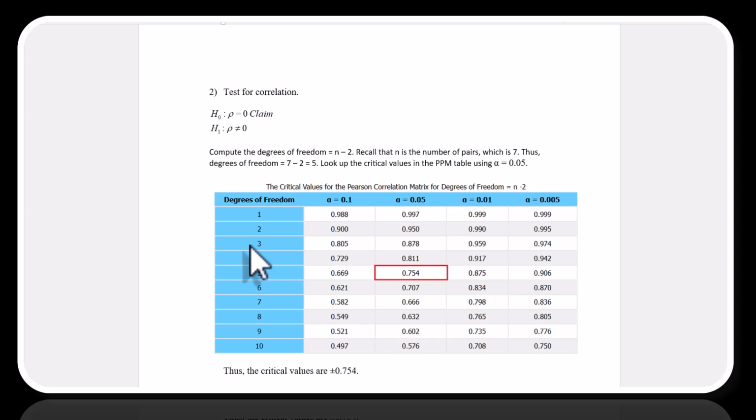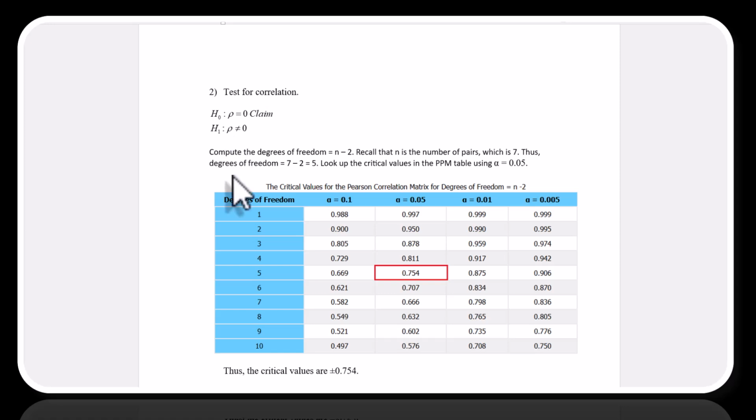So to perform the test for correlation, H naught will always be rho, the Greek letter rho, equal to 0. It represents the population correlation coefficient. Rho equal to 0 translates to there is no linear relationship. H sub 1 is rho not equal to 0. That translates into there is a linear relationship.